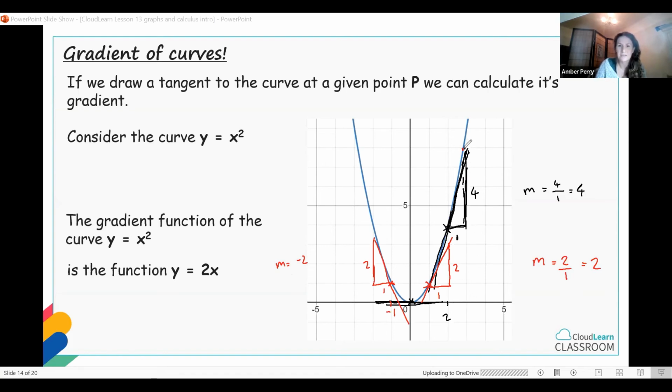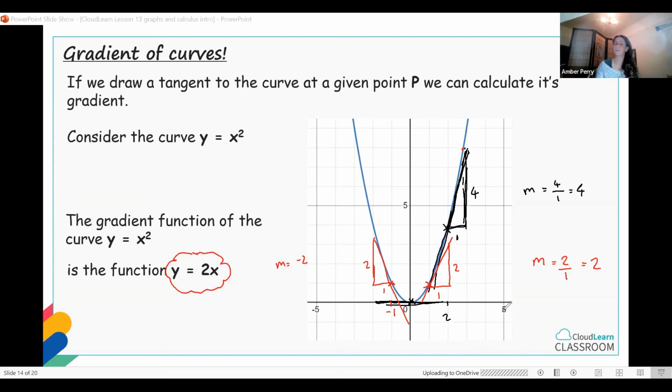which is all the way up here, you can see it's already got really steep. At that point, the gradient is going to be 6. At the point where x is minus 3, the gradient is going to be minus 6, okay? And that's because the gradient function of the curve y equals x squared is the function y equals 2x. So the derivative, it's called, which is the same as the gradient function, is y equals 2x.